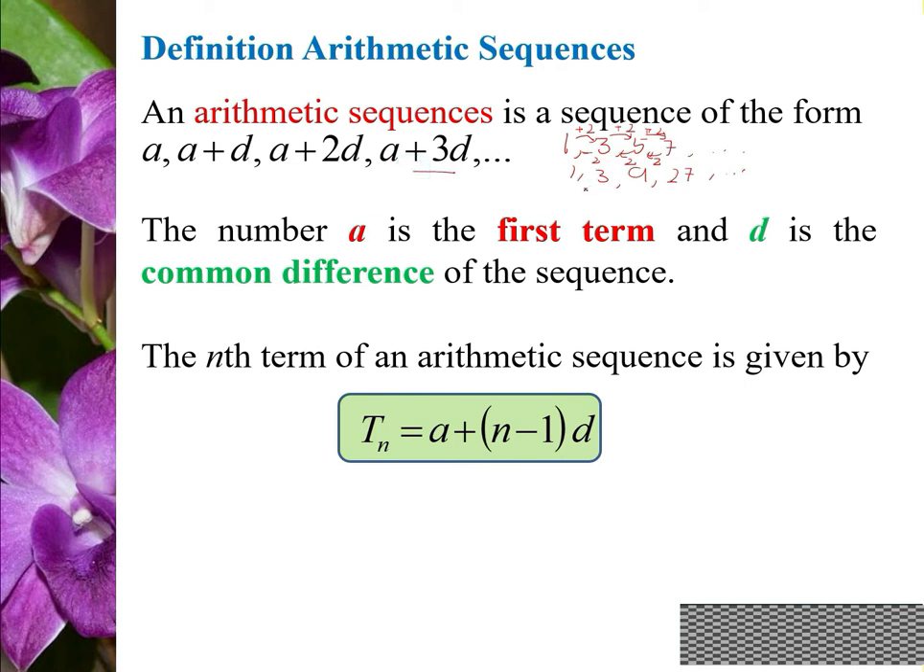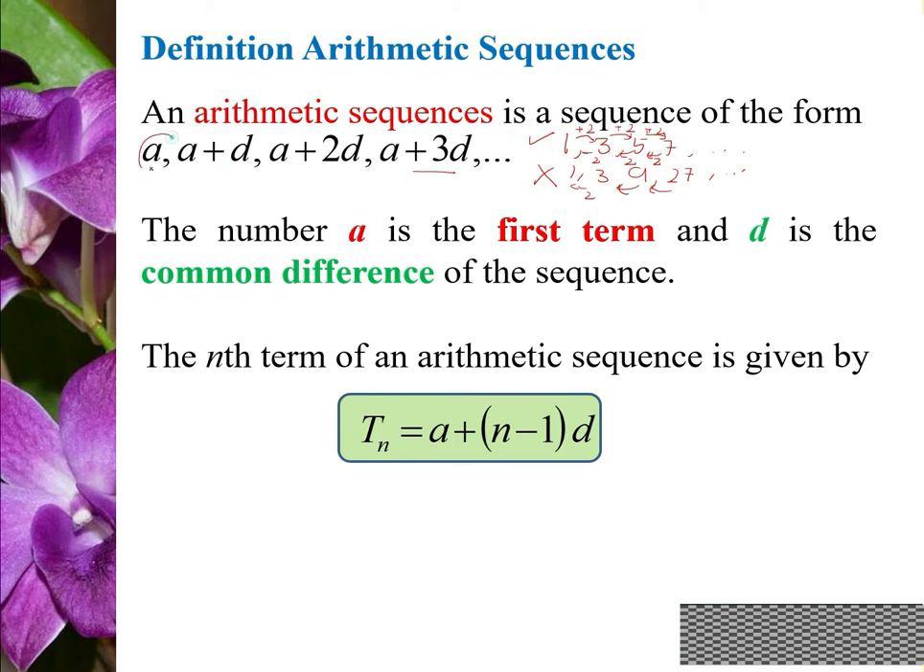But look at the second sequence. Is this an arithmetic sequence? Look at the difference. 3 minus 1 is 2. 9 minus 3 is not 2. 27 minus 9 is also not 2. So we have different values of differences for the second sequence. That's why this is not an arithmetic sequence, but the first one is.